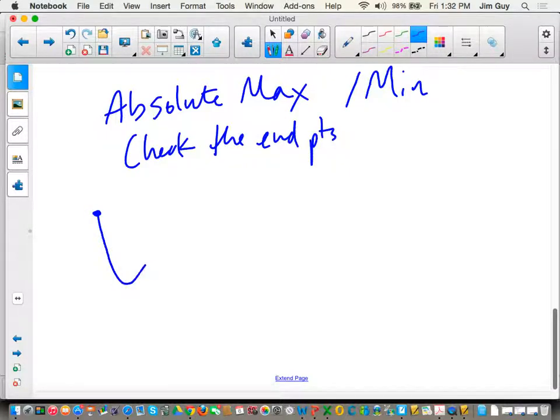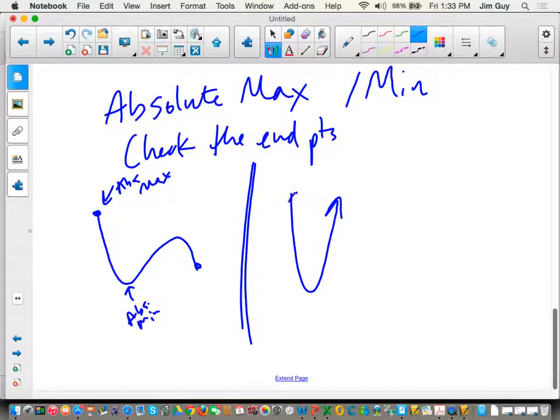Obviously, if this endpoint, we already did one like that, is higher, this is the absolute max here. But this is the absolute min here. So you have to always compare these maxes and mins, because that's local, to the endpoints and see if they're higher or lower, depending on what you're looking for. Is there an absolute max there? No, right? That's obvious. Is there an absolute min here? Yeah, you bet. So this is absolute min. No absolute max.